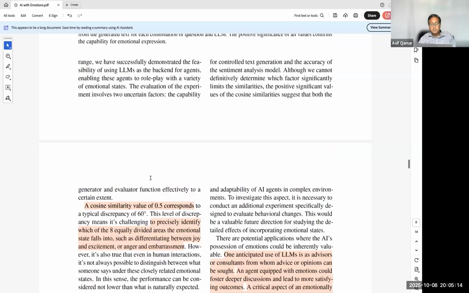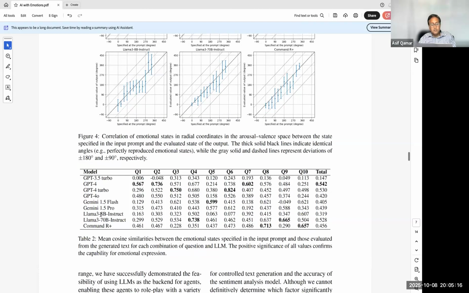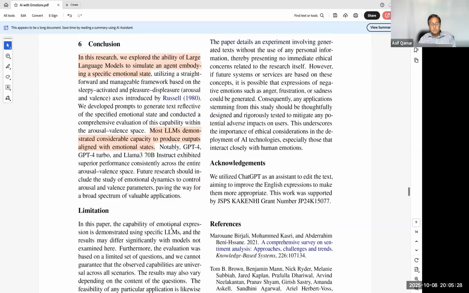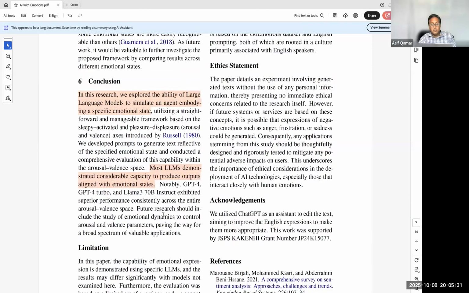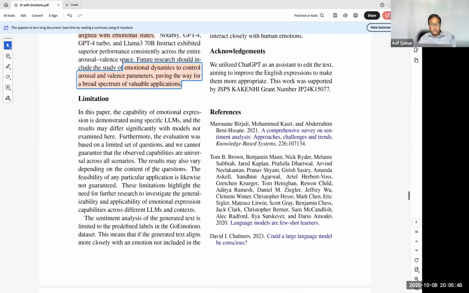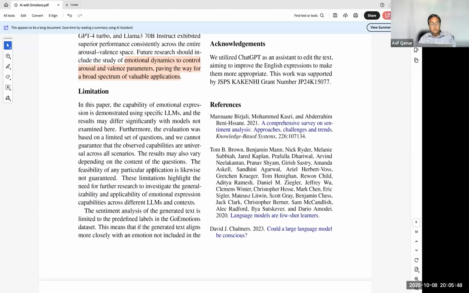Is it? Let me go back and see. I didn't see the Llama results here. Okay, 70B Llama seems to be doing equivalently to GPT, but why is that? Future research should include study of emotional dynamics to control arousal and valence parameters, paving the way for a broad spectrum of valuable applications. So these are all the conclusions this author is making. Hope it makes sense to you.